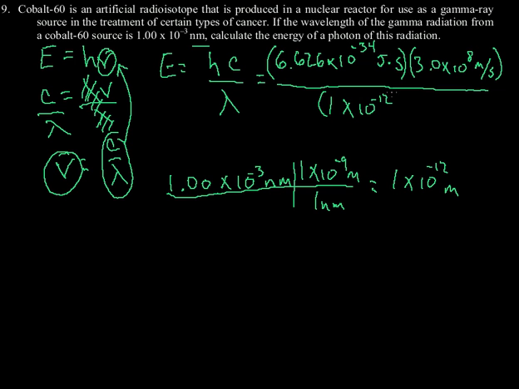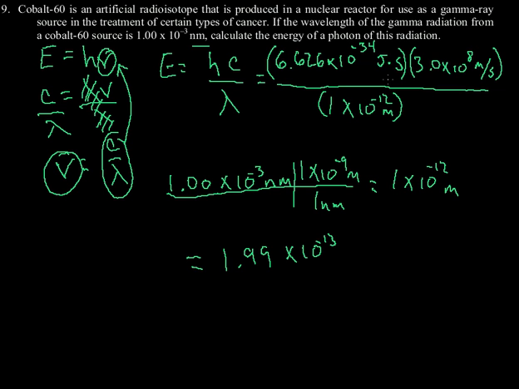So 1 times 10 to the negative 12th. And then all I need to do is just plug these into my calculator. I forgot a unit there. That's going to be meters. Alright, so if I do this, I've got my work all over the place, so sorry about that. I end up with 1.99 times 10 to the negative 13.